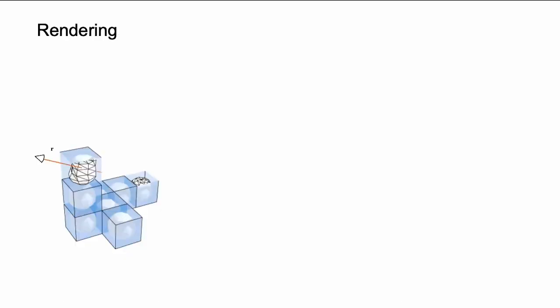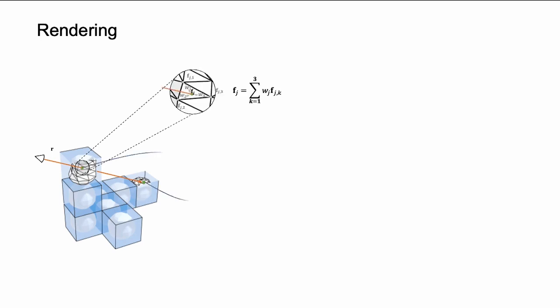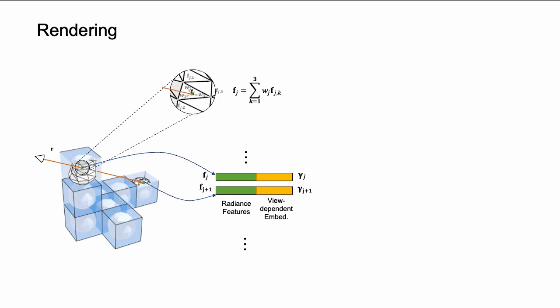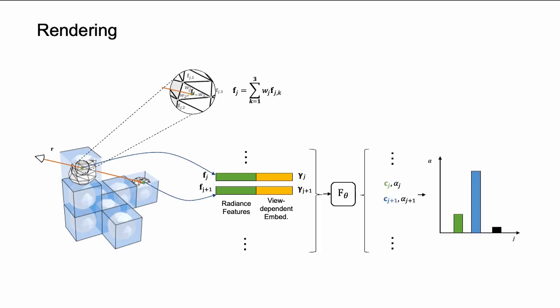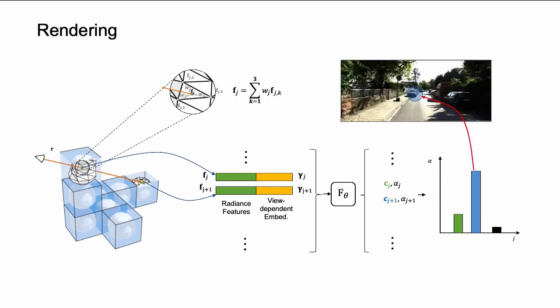During rendering, given a view ray, we can efficiently obtain the interpolated radiance features from the intersected DNMPs. These interpolated features along with the view-dependent embeddings are then sent to an implicit function to predict the radiance value and opacity of each intersection. Finally, the rendering color of the view ray is calculated as the expectation of the radiance values according to the opacities.